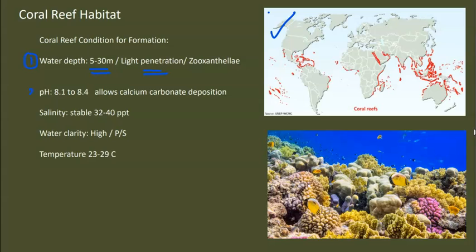The second feature is that the pH of the oceanic waters needs to be between 8.1 and 8.5, and this is because corals deposit calcium carbonate shells around their organic content, and that can only happen at those particular pHs. So we need to be at 5 to 30 meters with a pH of 8.1 to 8.4.